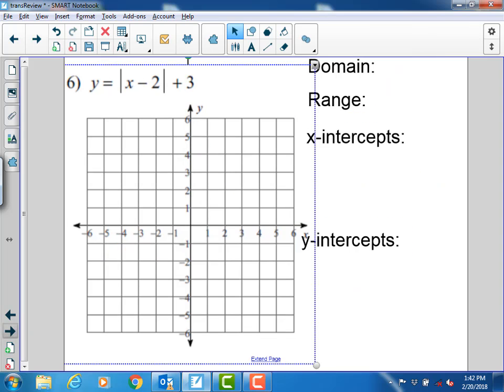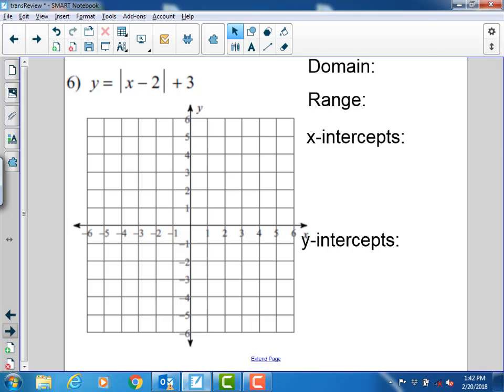All right, so this absolute value is opening up, and our vertex is at (2, 3). And then our slope is like 1, so we go up 1 over 1. And we flip those points over.